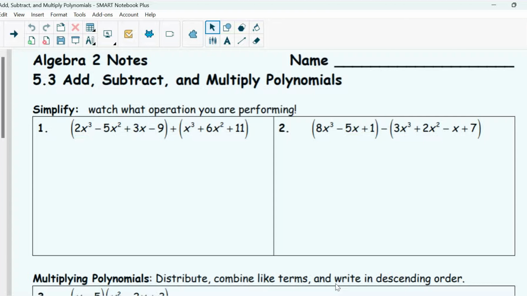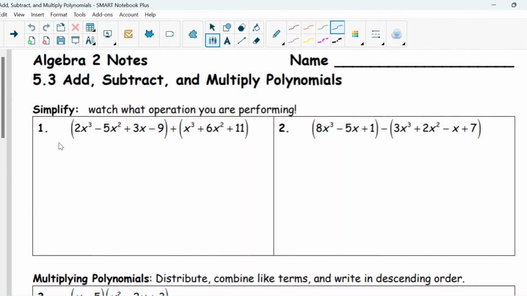And in 5.3, we are adding, subtracting, and multiplying. So let's start with adding and subtracting. With adding or subtracting, make sure you watch which operation you are performing. But in number 1 here, we are adding. So when you're adding, nothing changes within your polynomials.